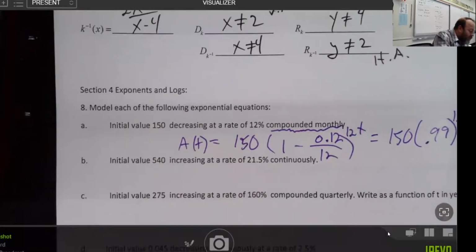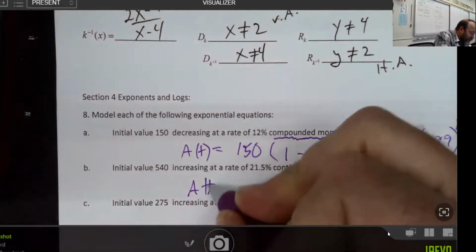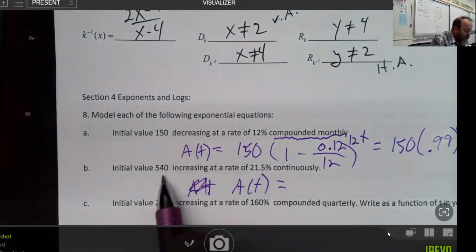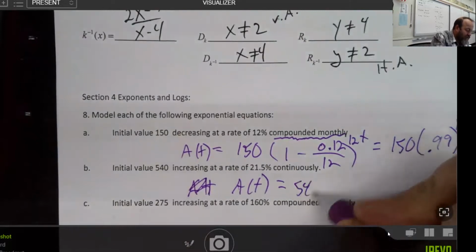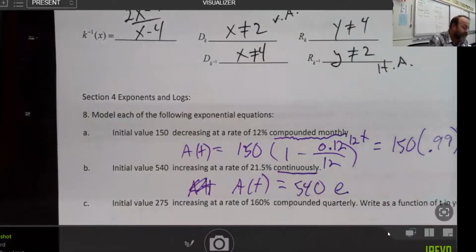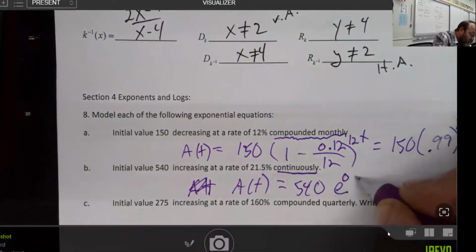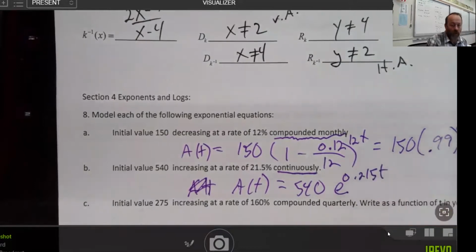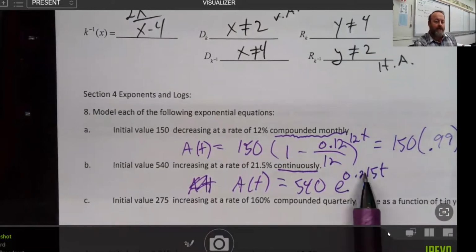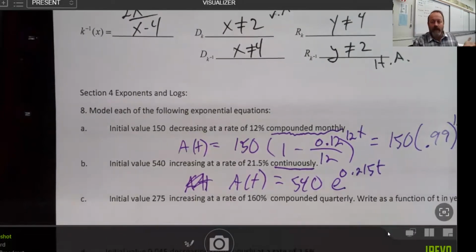Now, for part B, we again have this same idea that we have an exponential story, but we have 540, but it has its own significant word, and that is the word continuous. And as soon as you see that, you know we're talking e, and that would be 0.215t. You'll notice that there's no 1 in this one, because when you have continuous, the e actually has that 100% buried inside it. And notice that this is a positive 0.0215 because it said increasing. If it was decreasing, I'd simply make that a negative 0.215.